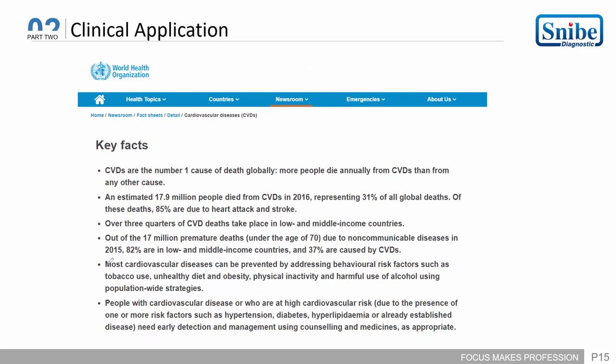People with cardiovascular disease have a higher cardiovascular risk due to the presence of one or more risk factors, such as tobacco use, unhealthy diet, obesity, physical inactivity, and alcohol consumption. On top of that, further risk factors include hypertension, diabetes mellitus, hyperlipidemia, and other established disease. So they need to be detected early and managed using counseling and medication as appropriate, to keep their heart healthy and prevent cardiovascular disease.